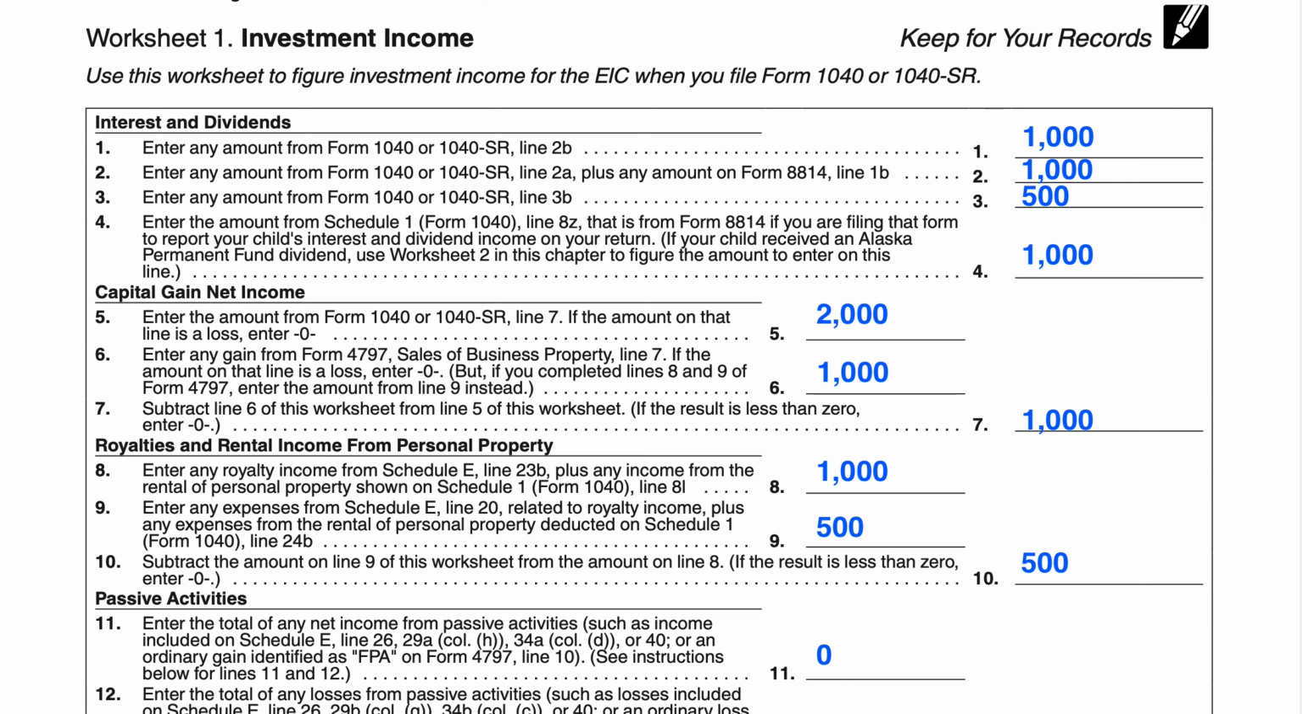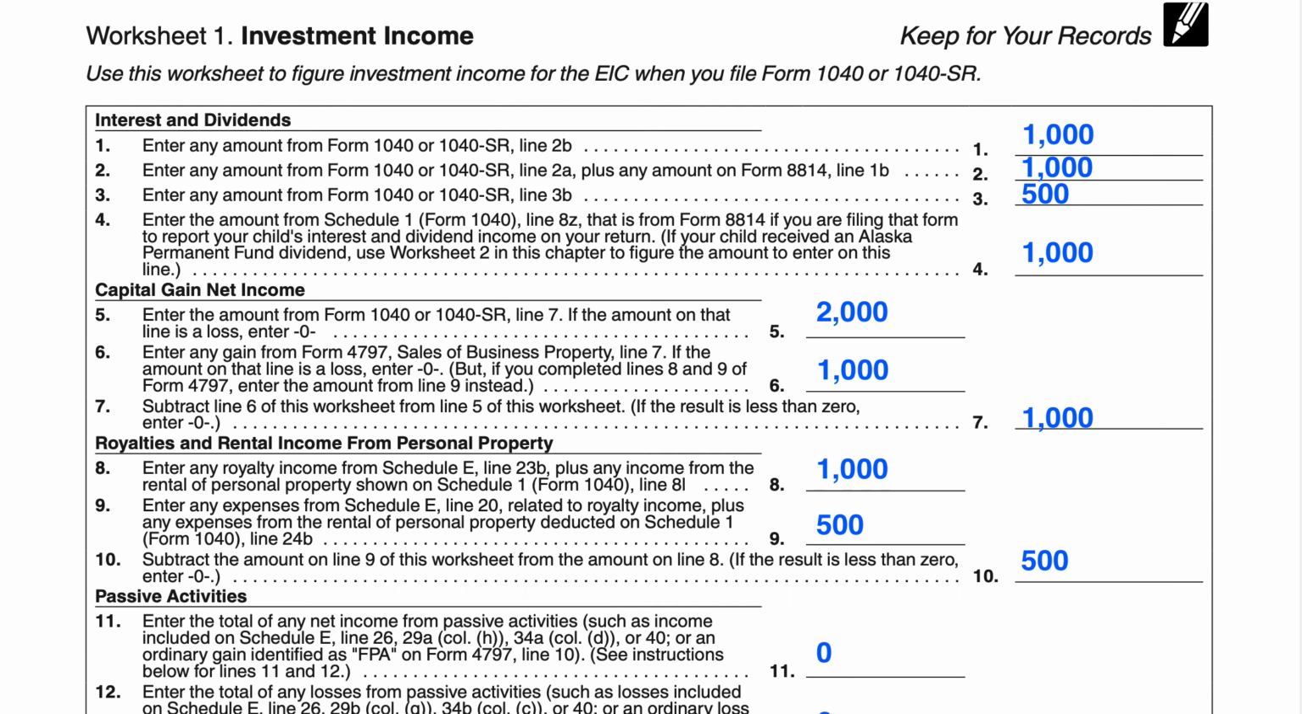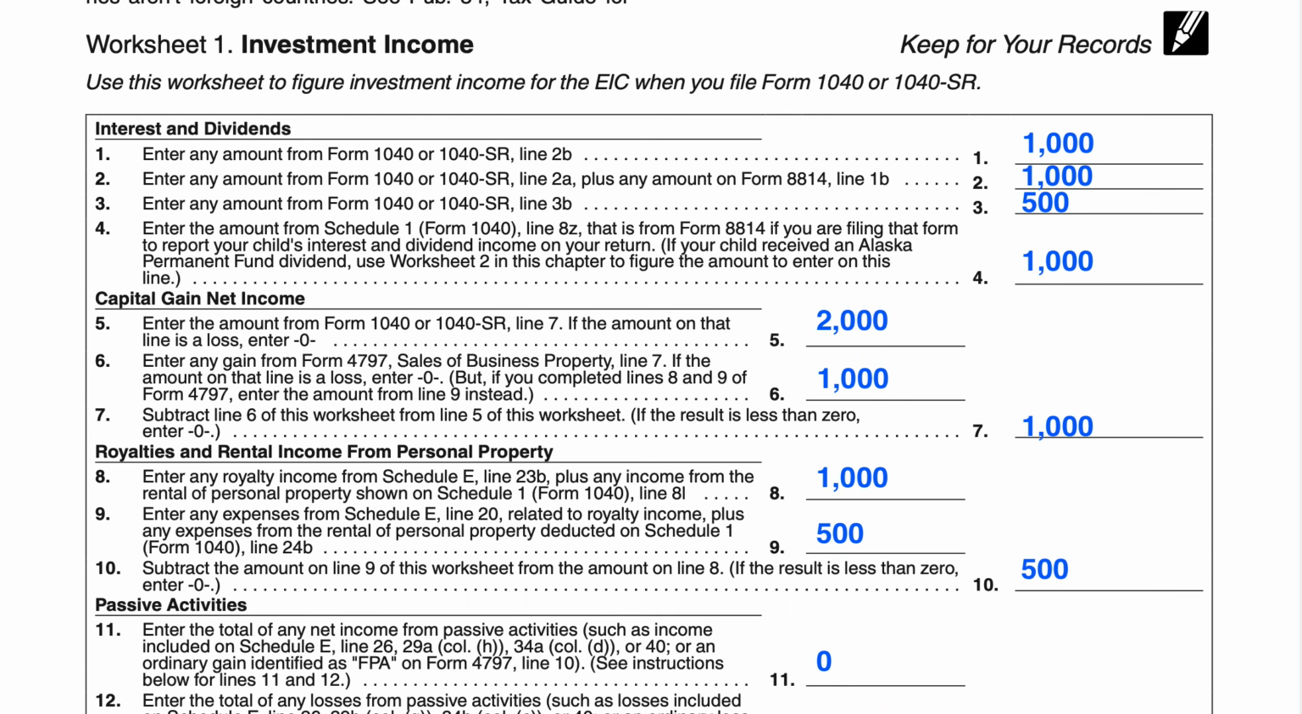One of the IRS requirements is that you cannot have investment income of more than $11,000 in the tax year. So this is the worksheet that will help you calculate all of your different sources of investment income to determine whether or not you meet this requirement.